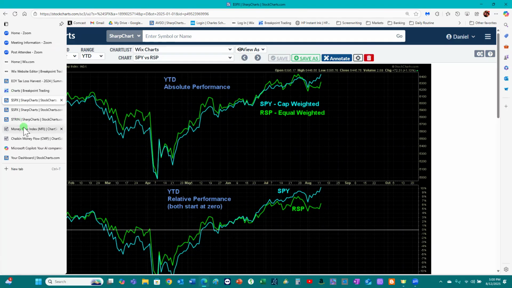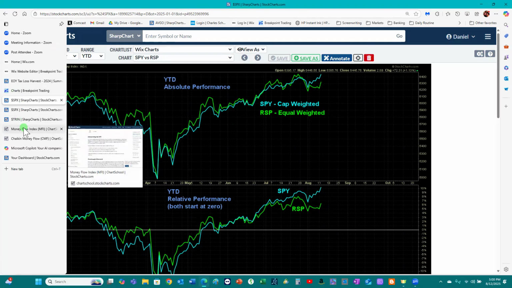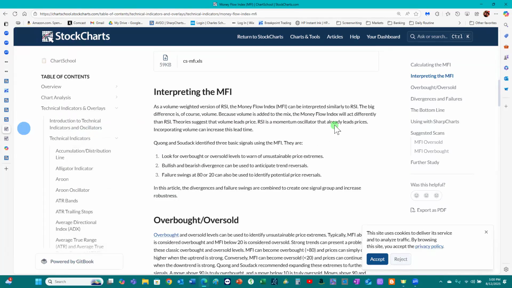So let's now talk about money flow. First I'm going to talk about what money flow is. There's a couple of ways you can look at it, but two of the ones I'm going to show you is money flow index, or MFI. This basically is a volume weighted version of the RSI. So that's the way to think of it.